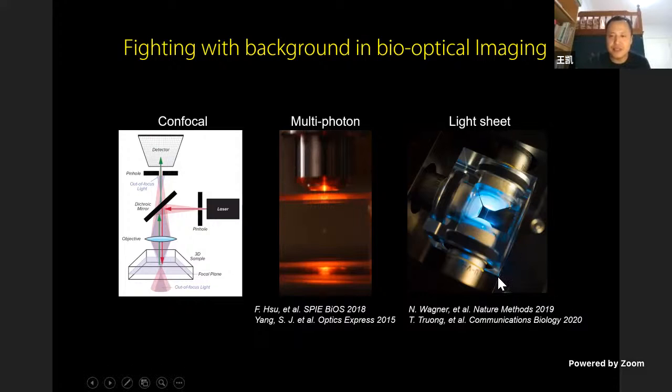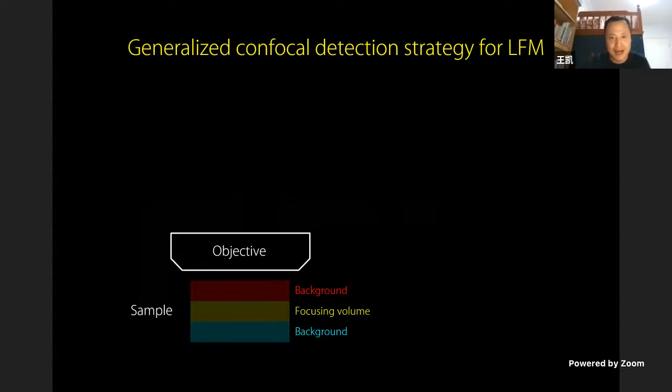People also introduced light sheet excitation to confine the excitation over a selected axial range. But this configuration needs to introduce the light from the side. It's not directly compatible with imaging of freely moving zebrafish or imaging large samples such as mouse brain. So we want to combine the confocal concept with light field imaging. But how can we combine that? We realize it's not easy. We have to generalize the confocal detection strategy.